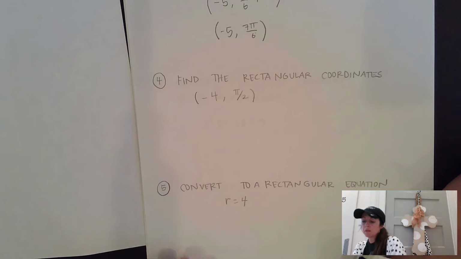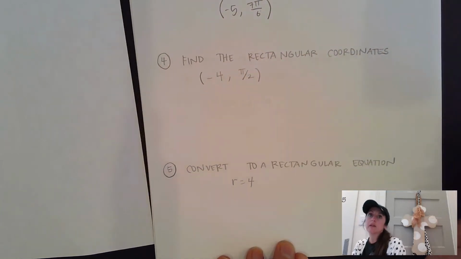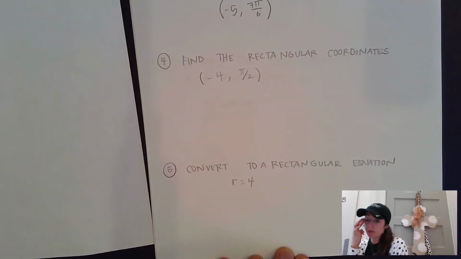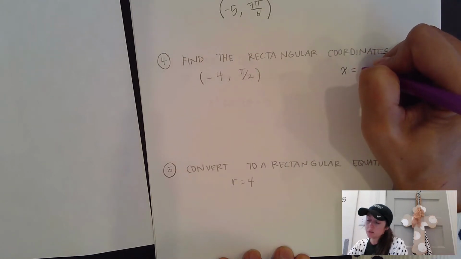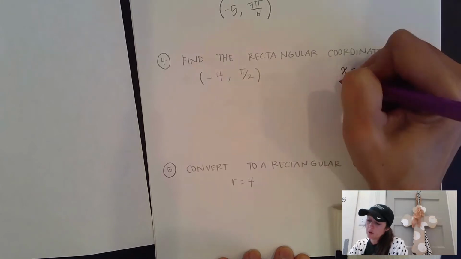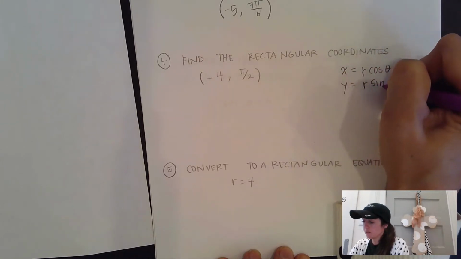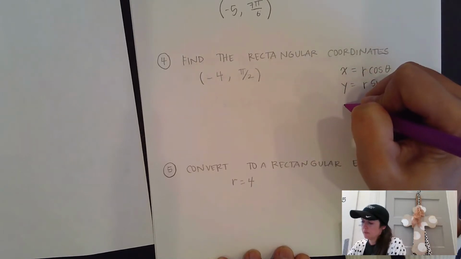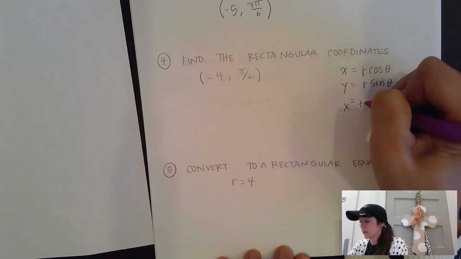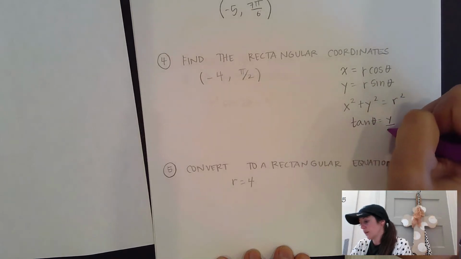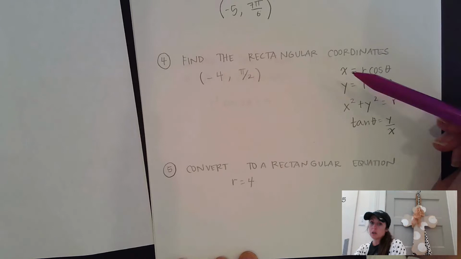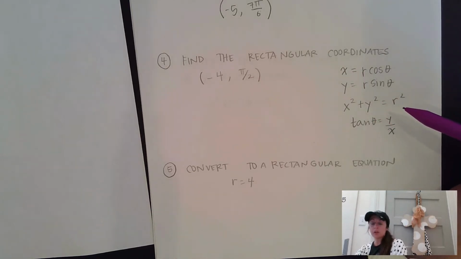Good deal. Alright, so when we're looking at polar coordinates and rectangular coordinates, we need to remember all of those equations that I gave you. So x is going to be equal to r cosine of theta. y is going to be equal to r sine of theta. And then remember your x squared plus y squared is equal to your r squared. And then tangent of theta is going to be equal to y over x. So we need to remember those 4 equations. That's going to help us change from rectangular to polar coordinates, from polar to rectangular coordinates, and then change our rectangular equations to polar equations.